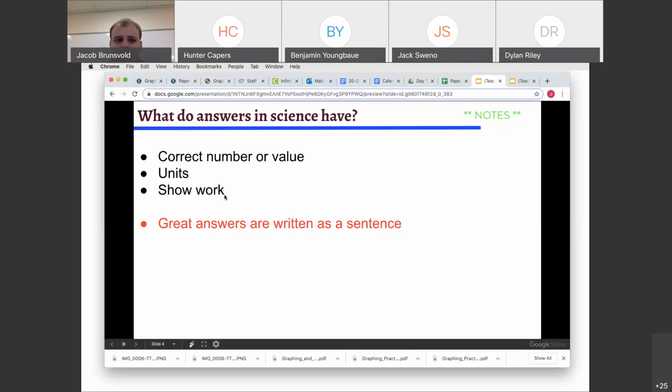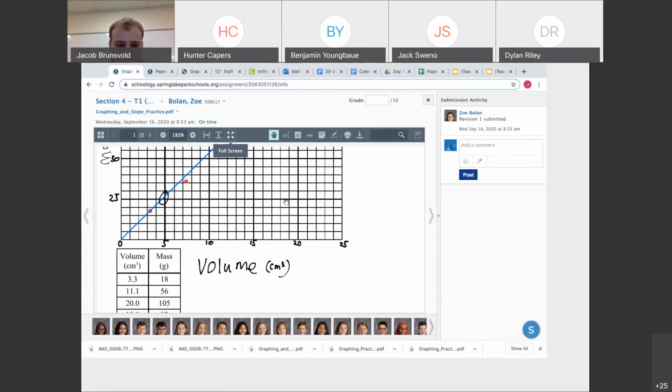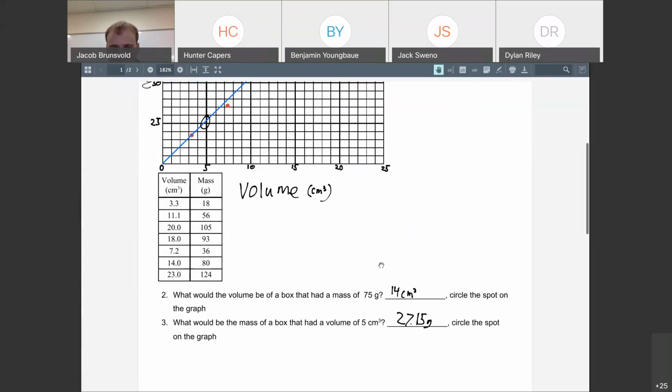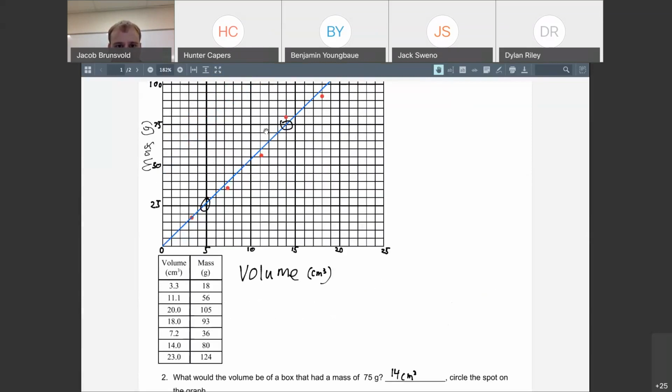So let's go back to this example. How would you go about showing work for these questions? What would the volume of a box be that had a mass of 75 grams? Zoe said 14 centimeters cubed, which I think is a good estimate. Let's take a look here. 75, she circled right here. That's good. And then down to 14. Well, Zoe actually did exactly what you should do to show work. You want to circle where on the graph.